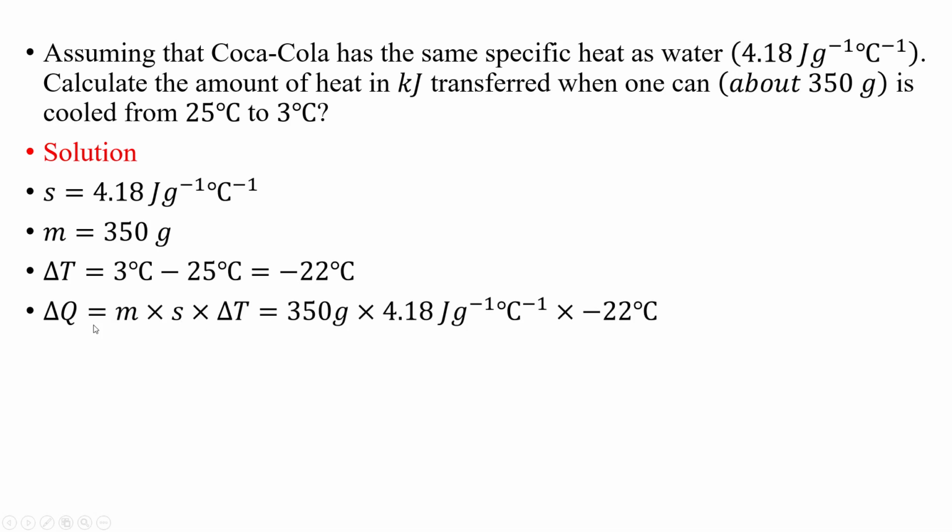We know the change in heat energy is mass times specific heat capacity times change in temperature, which is minus 22 degrees Celsius. So putting the values in the formula, we get the change in heat energy to be about minus 32,186 joule. This change in energy is exit energy, meaning that the bottle has been cooled down from 25 to 3. So from the can, about 32,186 joule of energy is given out. So I hope that you have understood the lecture.